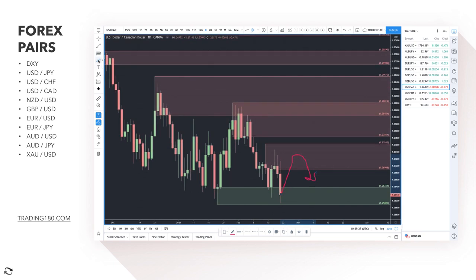Personally, I really prefer prices to come all the way up to here before looking at getting potentially short. But on the flip side, if you are looking to buy the dollar, if you're looking at dollar strength, then in fact this is a really nice potential buy trade setup.